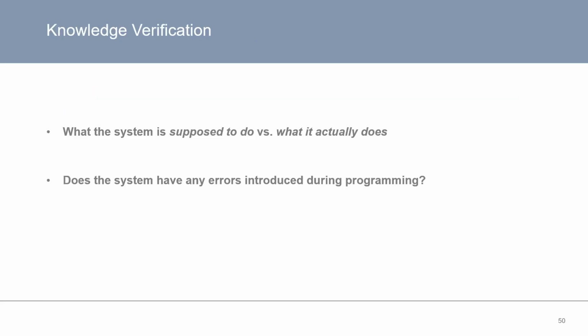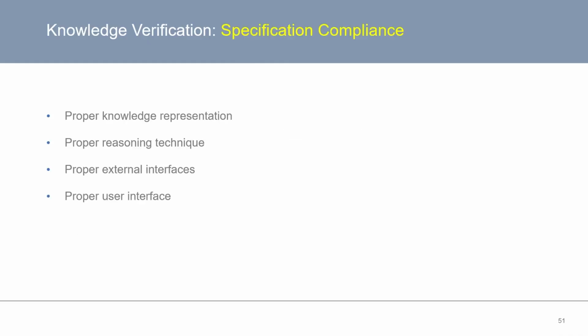Focusing on knowledge verification, this aims to examine what the system is supposed to do versus what it's actually doing. We want to see if the system has any errors introduced during programming. You can think of this as being similar to software verification. One of the things we can check with verification is whether we have deployed a system that is compliant with any specifications that were given for the system's development. For example, do we have the proper knowledge representation, reasoning technique, external interfaces, or user interface? And also, does the explanation component of the system work correctly?